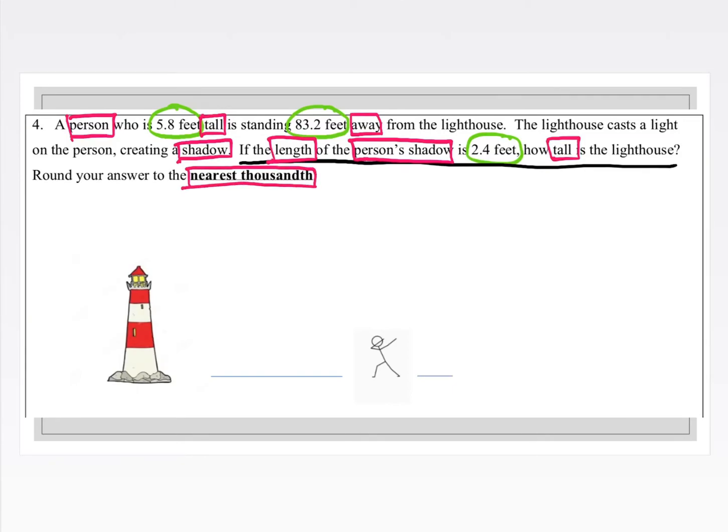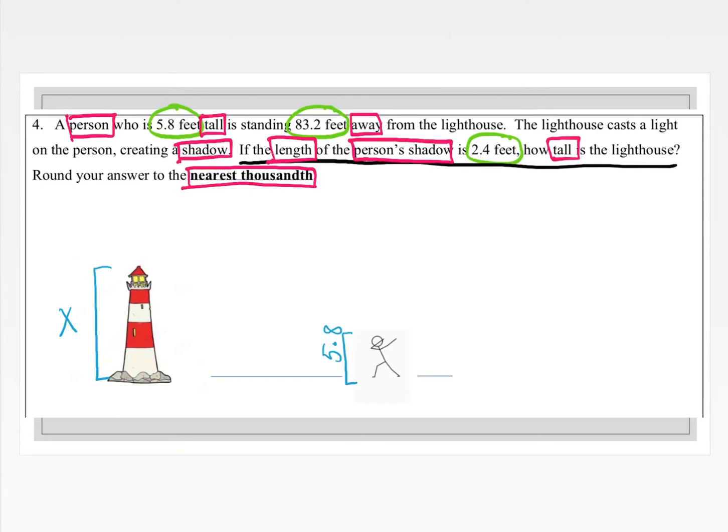Now we're going to evaluate and solve. So I have this diagram below, and we're going to label it. Here we have a lighthouse. Since our question is ultimately asking us how tall the lighthouse is, we do not know the height. It was not given as a number in the problem, so let's just call it X. We do know, though, the height of the person. The person is 5.8 feet tall.